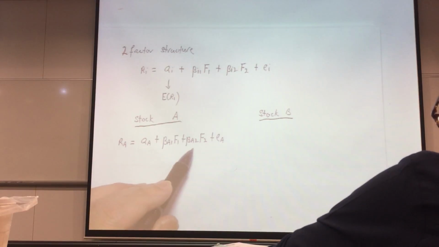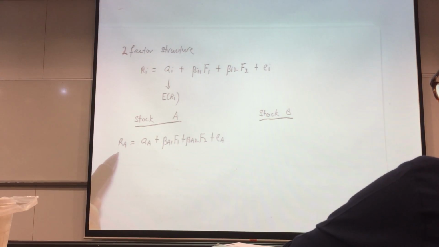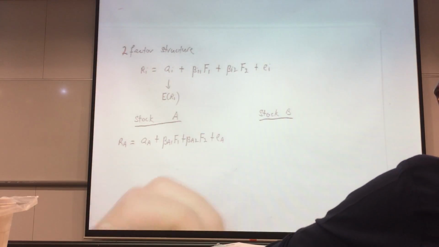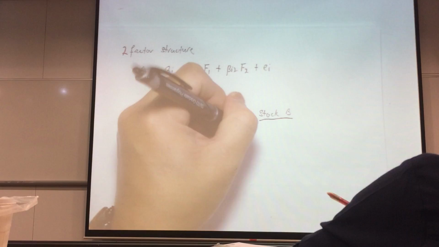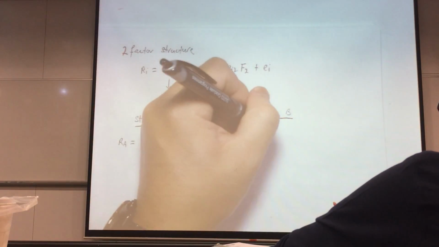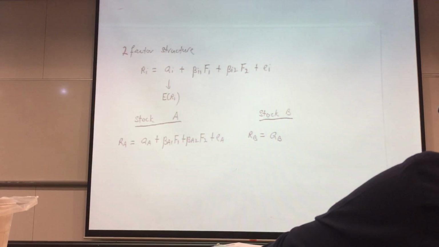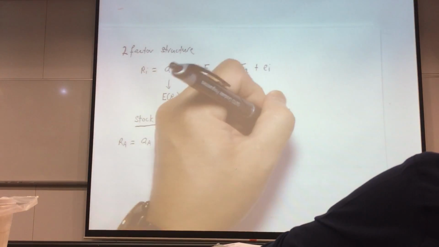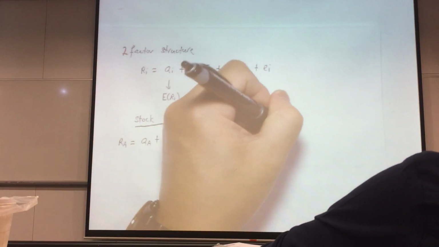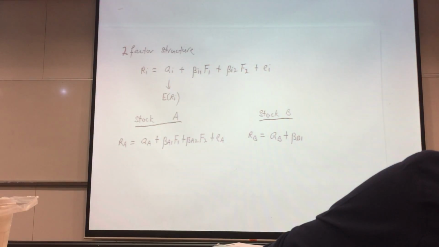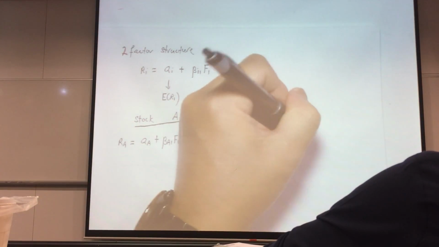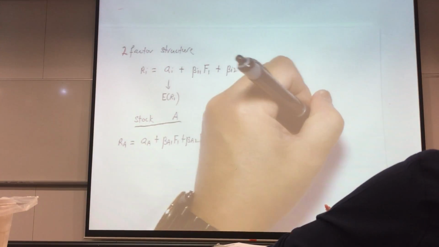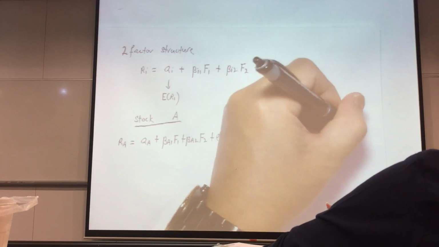Beta A1 and beta A2 refer to the sensitivity of RA with respect to factor 1 and factor 2 accordingly. Right? So we also apply the factor structure to explain the exact B return. So for RB, the expected return is given by the constant term, alpha B. But if we deviate away from this, it is because of the explanatory factor, which also depends on the sensitivity of B to the factor. So beta B1 multiplied by F1 plus beta B2 F2 plus epsilon B.